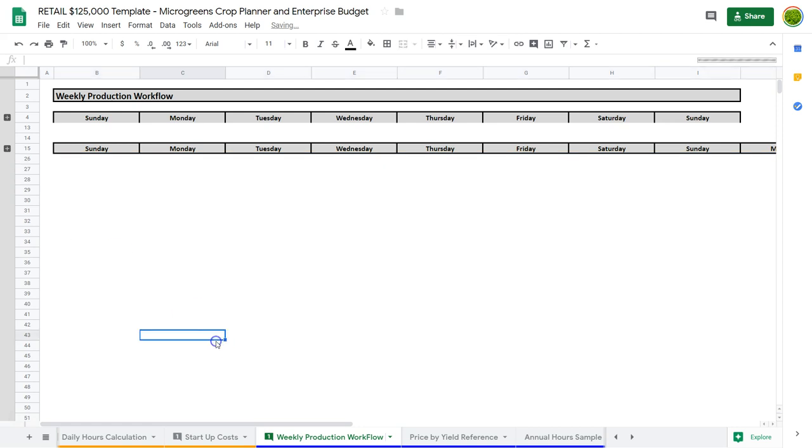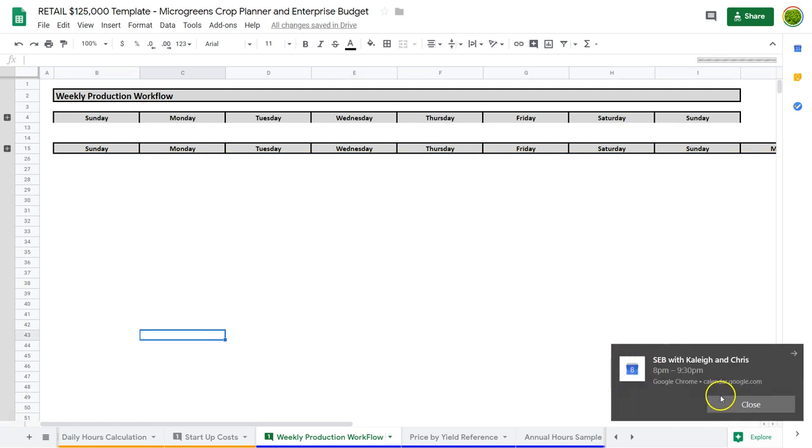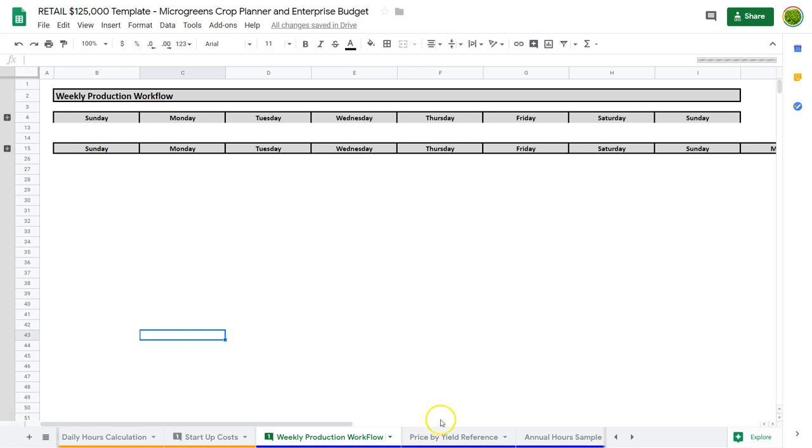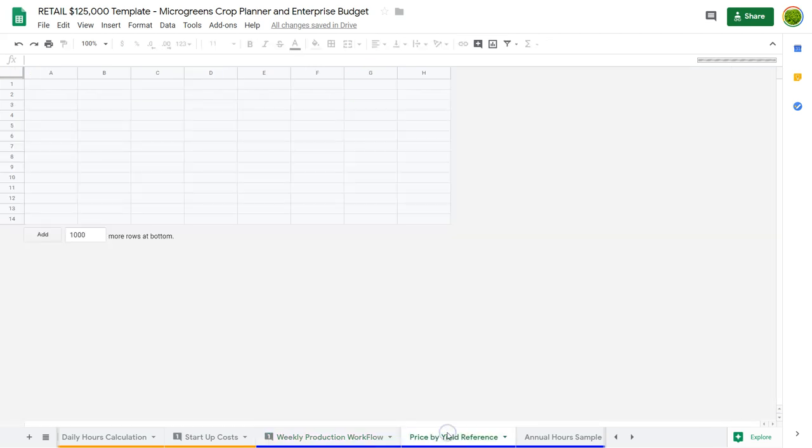Just going to collapse those things. I don't have to stare at that anymore. We can ignore that. A couple other things here. So that's the bulk of it, even here, this is just some good reference stuff.